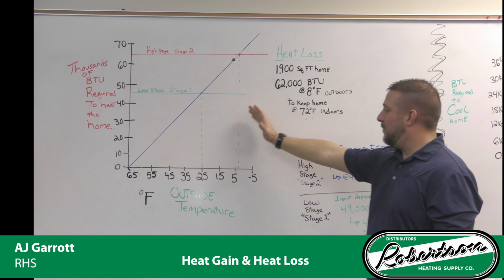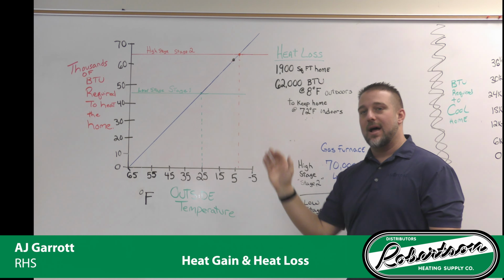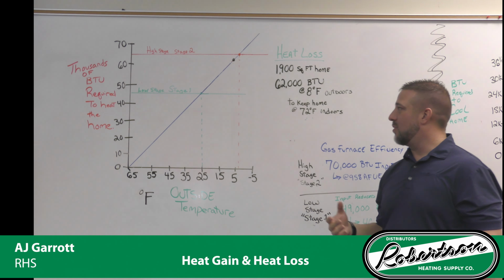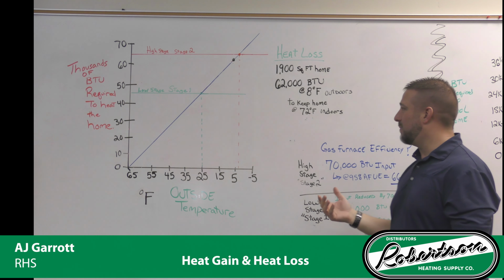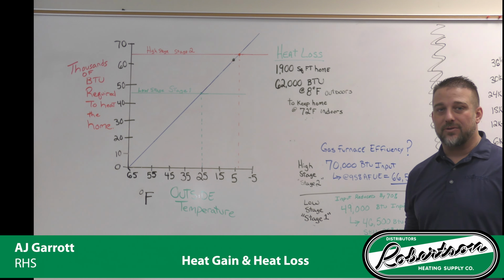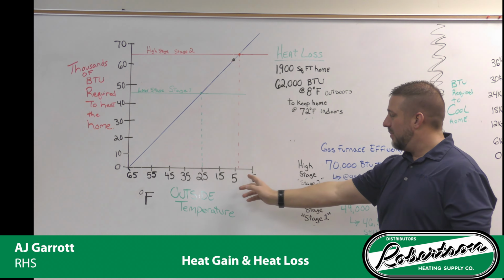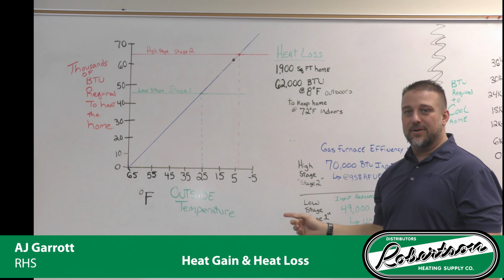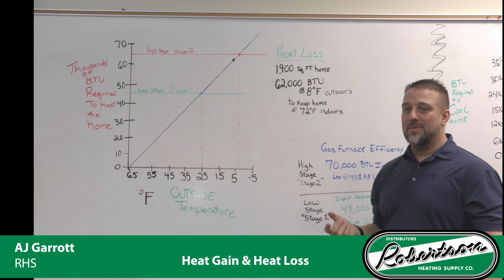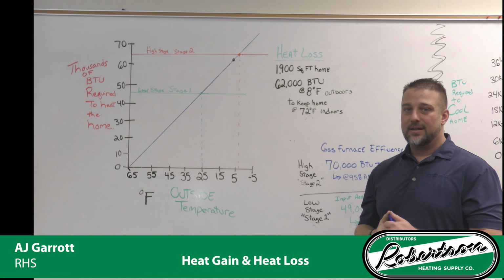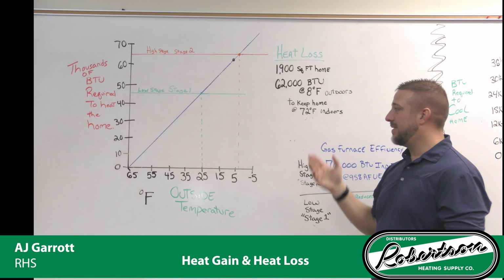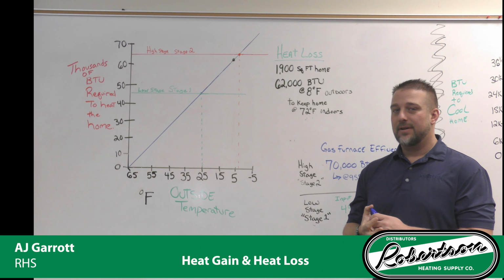Now, if we step out even further from the red block, it doesn't mean that the furnace isn't going to work. It just means that the furnace may not maintain 72 in the house. We're still going to be putting heat into the home, but on days where it gets down to -5 degrees, the indoor temperature might only be 67. As it warms back up, the temperature will come back up in the house.